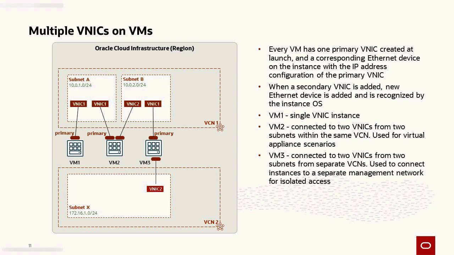Let's go through some examples. In this diagram, VM1 represents a basic configuration that has a single VNIC. VM2 has its two interfaces extended in two different subnets but in a single VCN. This is typically used for network virtual appliance scenarios. VM3 has its two interfaces extended in two different VCNs. This is beneficial when network isolation is required for security purposes.